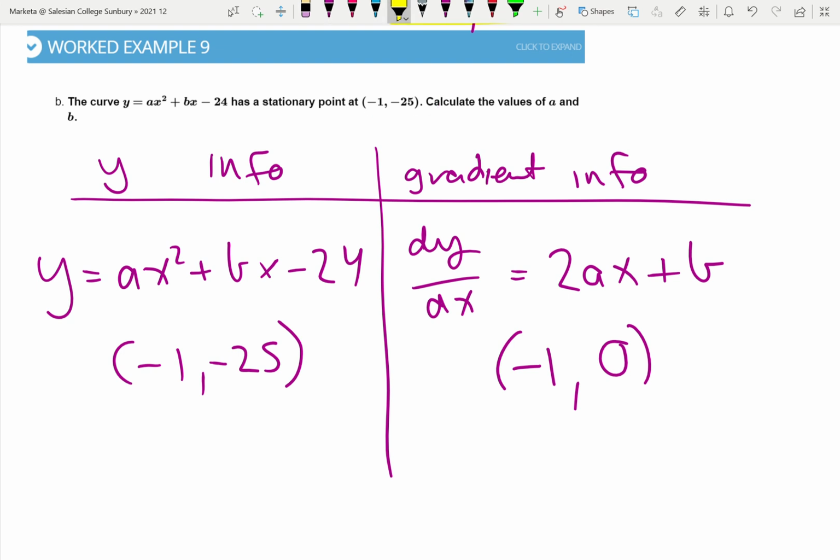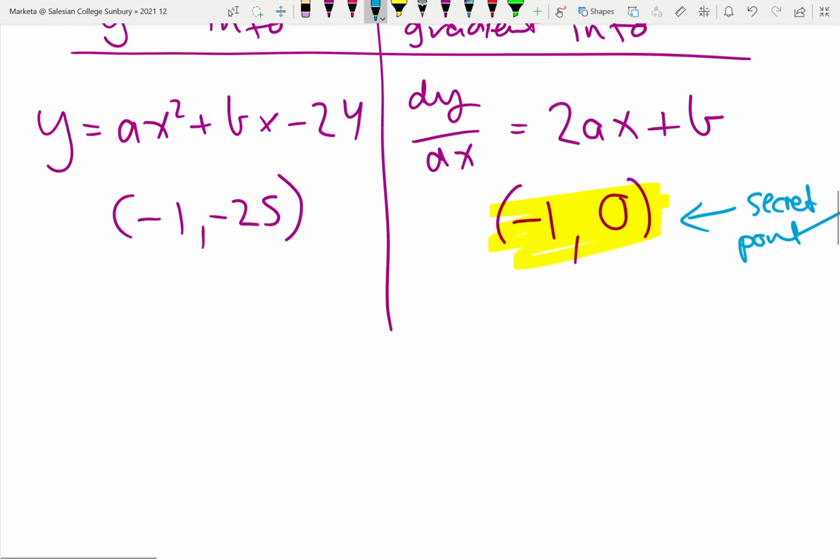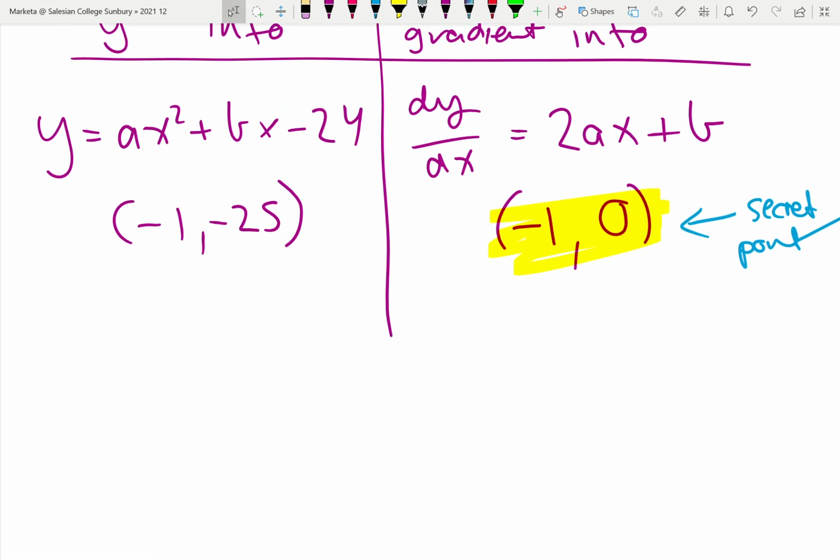So this I would call the secret point. And it's a secret point because they don't give us that point in the question. You've just got to know that the gradient is 0 at a stationary point. So look out for the secret point, because without it, you're not going to be able to calculate the values of a and b at all. So let's make two equations.